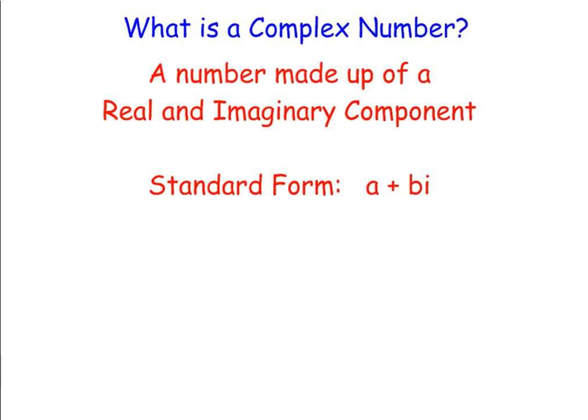So what is a complex number then? Well, a complex number is just a combination of a real number with an imaginary component. So for example, a would be our real number, b is a real number, and i is the imaginary part. So for example, I could have 3 plus 5i, where a and b are real numbers, but i is our imaginary part.